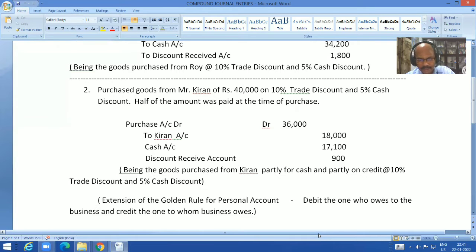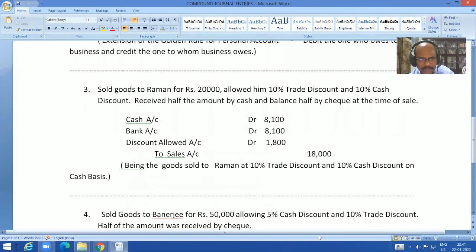I reiterated because there is something new: the extension of the golden rule for personal account. Debit the one who owes to the business and credit the one to whom the business owes. Case 3.